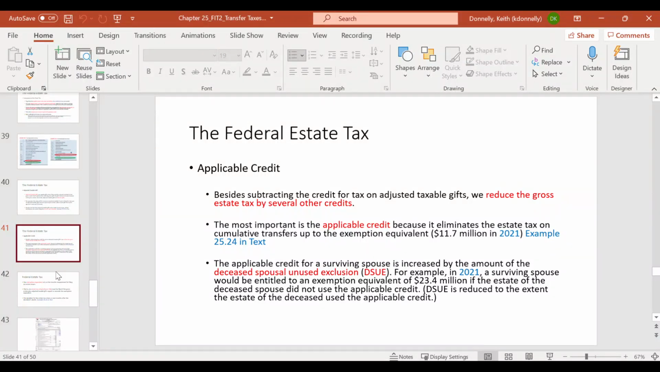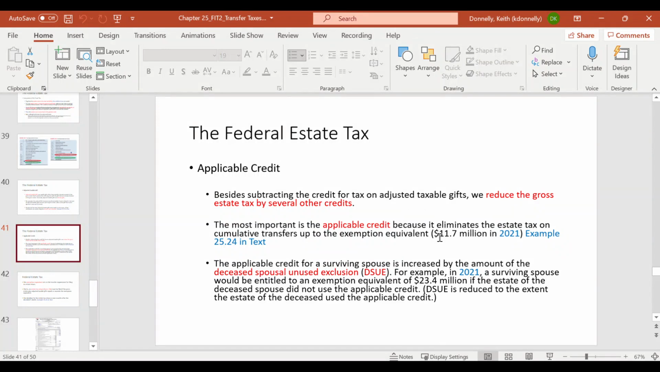So for example, in 2021, a surviving spouse would be entitled to an exemption equivalent of 23.4 million. In this case, double the exemption equivalent. So the exemption equivalent is 11.7. I think it's 6 or 4 for the applicable credit. Not a big deal because these are just such gigantic numbers. The idea here is a surviving spouse would get the 23.4 if the estate of the deceased spouse did not use the applicable credit.